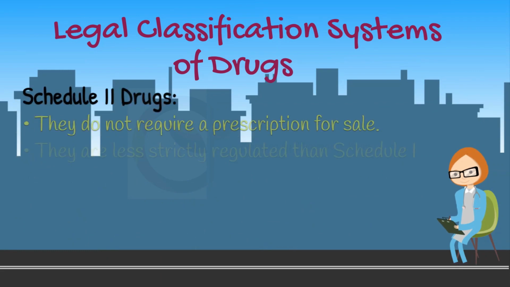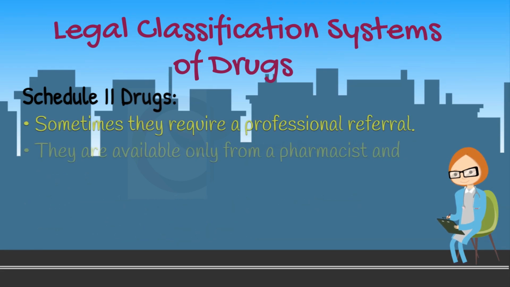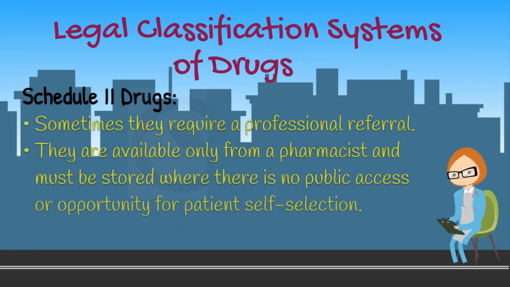Schedule 2 drugs do not require a prescription for sale. They are less strictly regulated than Schedule 1 drugs. They require professional intervention from a pharmacist at point of sale. Sometimes, they require a professional referral. They are available only from a pharmacist and must be stored where there is no public access or opportunity for patient self-selection.